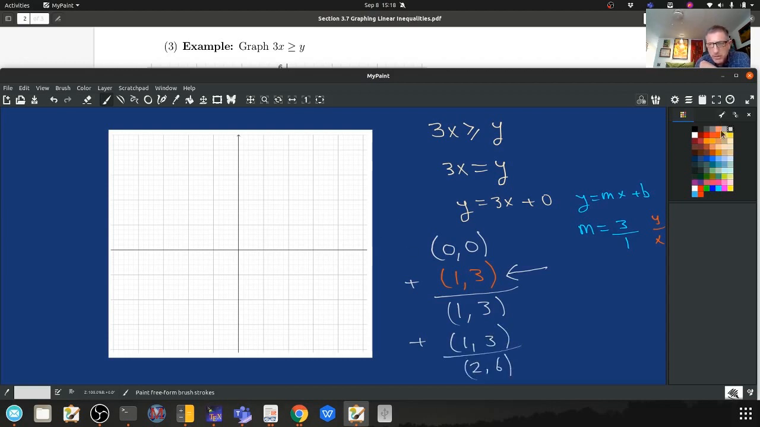So let's do 0 and 0. That's 1 point. And let's do 2 and 6. So there's 2, and there's 6 right there. So the slope is positive, and let's draw a line. Now we go back to our original inequality, and we notice that it's a greater than or equal to. So I'm cool to draw a solid line here.